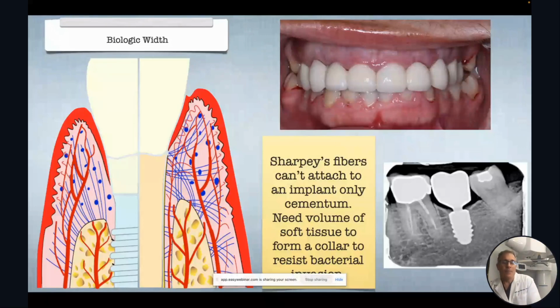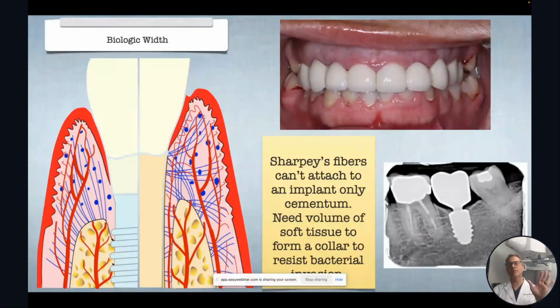Well, what happens when you place a margin next to the bone? Bad things happen. So if we look at the image in the upper right, you can see that there's definitely a biologic width invasion, right? So those PFMs are way under the patient's gum line. Her gums are swollen and yucky, and it's just not a good situation.